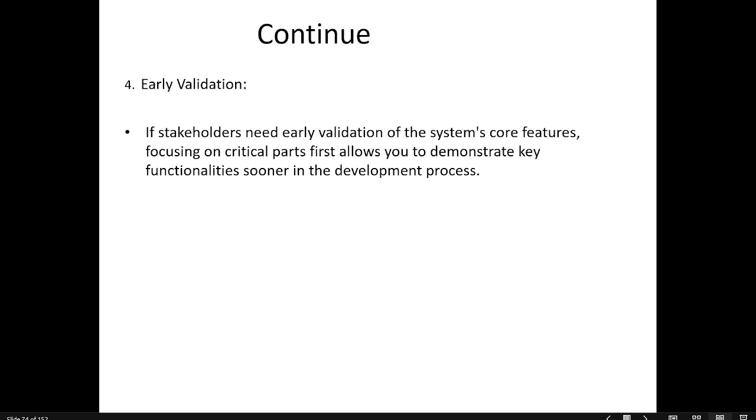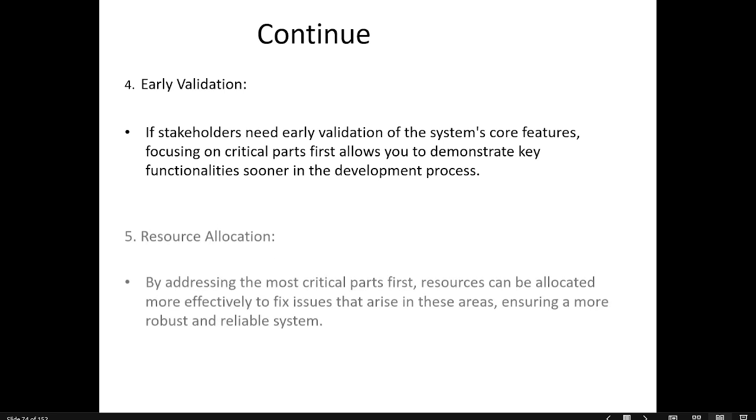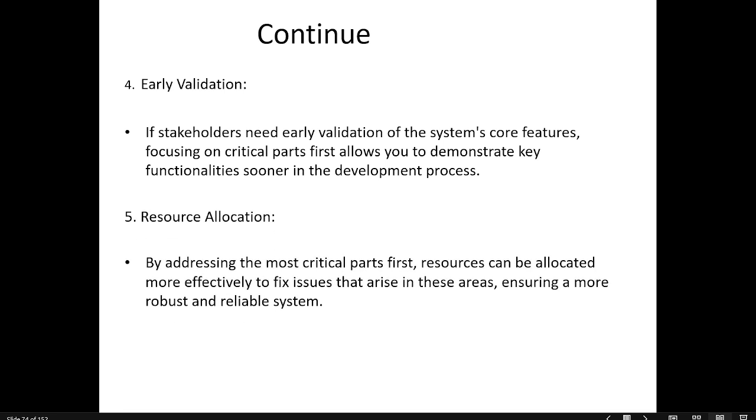Just a few slides ago we saw that if my customer wants something to be checked or to understand, we should go for top down. This is again one of the approaches which helps in early detection. Five, resource allocation. By addressing the most critical part first, resources can be allocated more effectively to fix issues that arise in these areas, ensuring a more robust and reliable system.